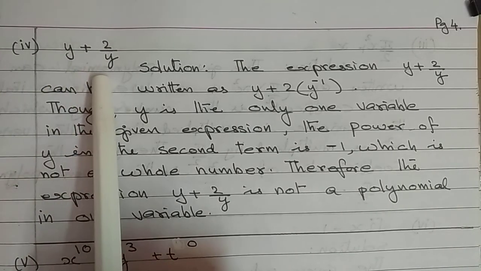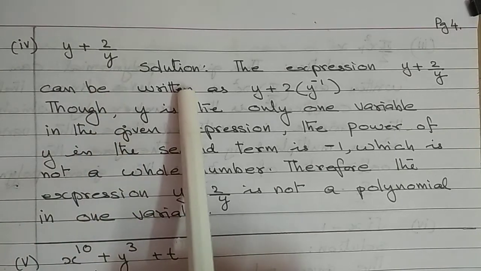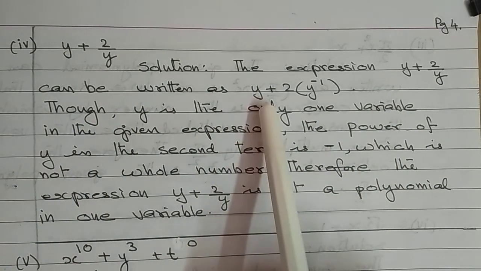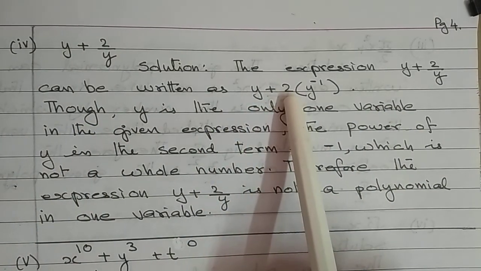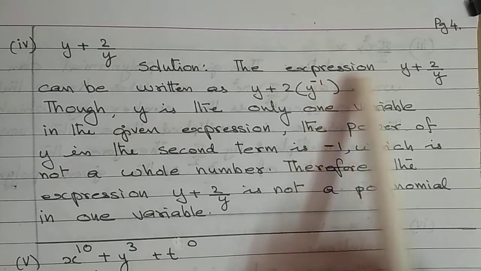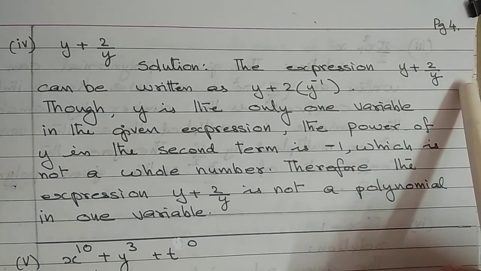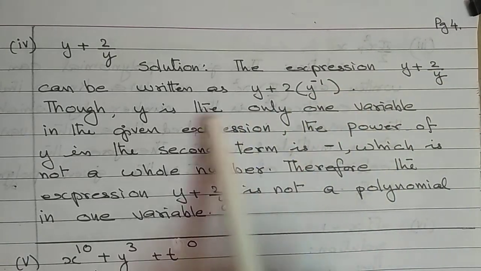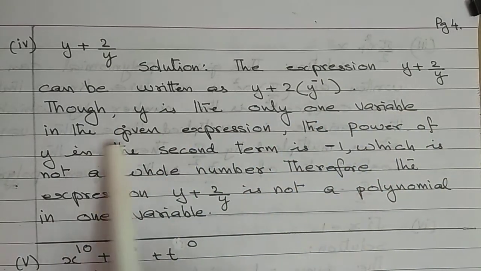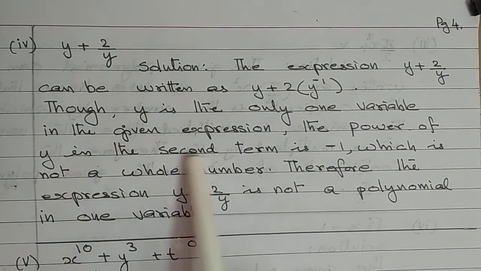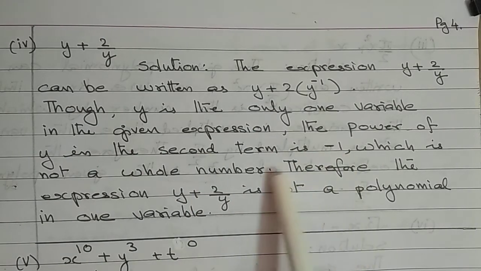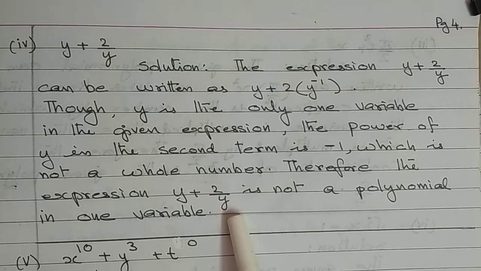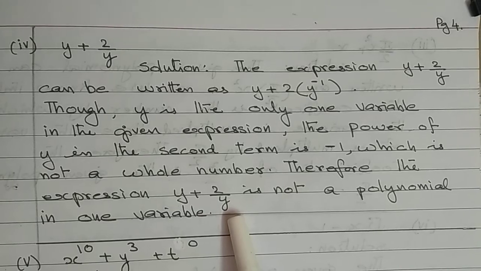Fourth part, y plus 2 upon y. Solution. The expression y plus 2 upon y can be written as y plus 2 into y raised to the power of minus 1. Here it is 2 into 1 by y, and 1 by y can be written as y raised to the power of minus 1. Though y is the only one variable in the given expression, the power of y in the second term is minus 1, which is not a whole number. Therefore, the expression y plus 2 upon y is not a polynomial in one variable.